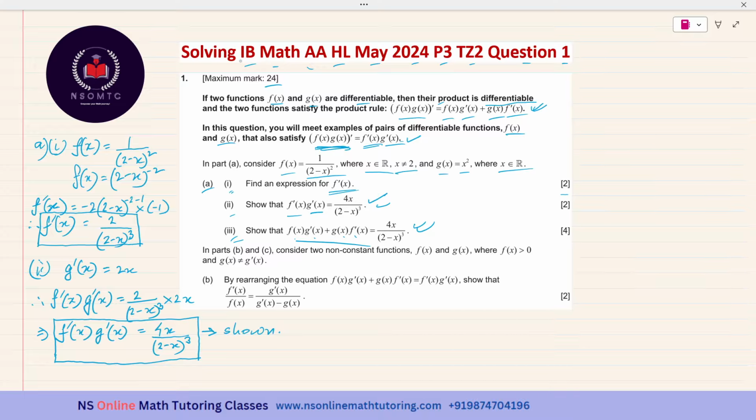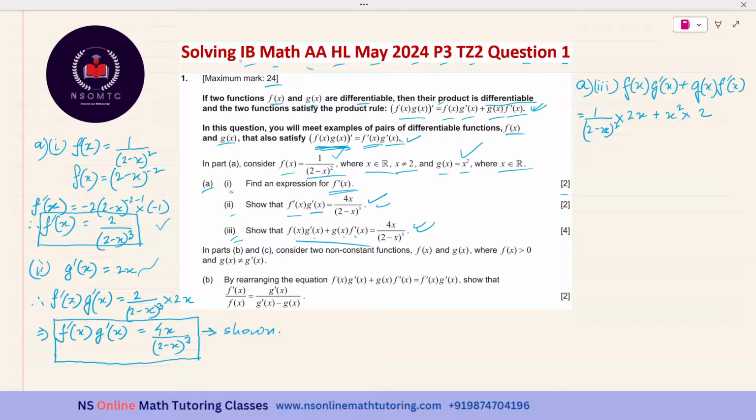Okay, so let me write the A II over here. So f of x times g dash x plus g of x times f dash x is equal to, f of x is this, so 1 over 2 minus x whole squared times g dash x, which is 2x, plus g of x, which is x squared, times f dash x, this 2 over 2 minus x whole cubed.